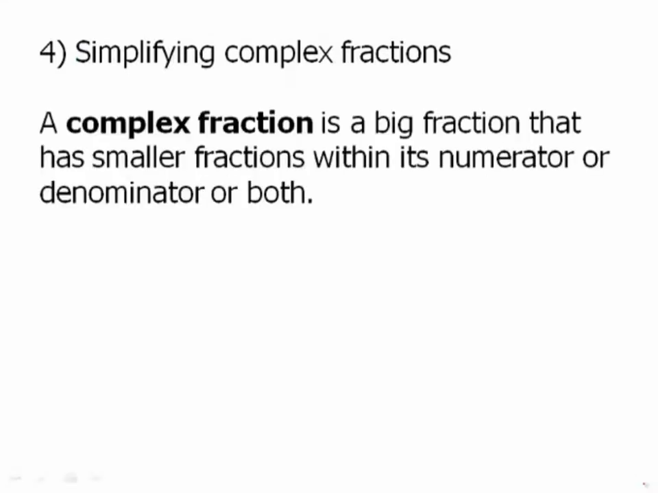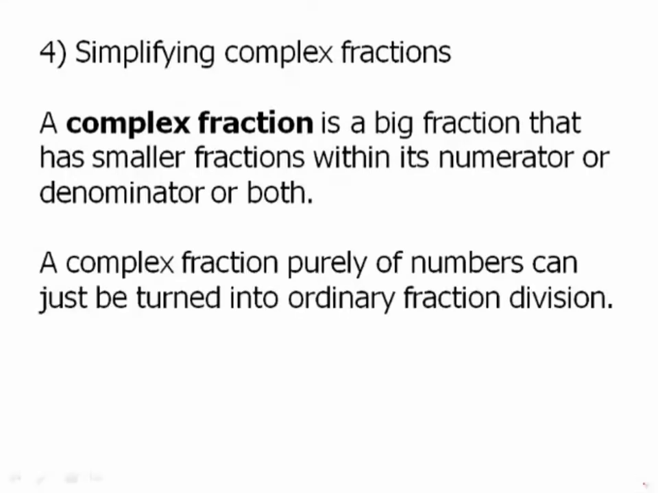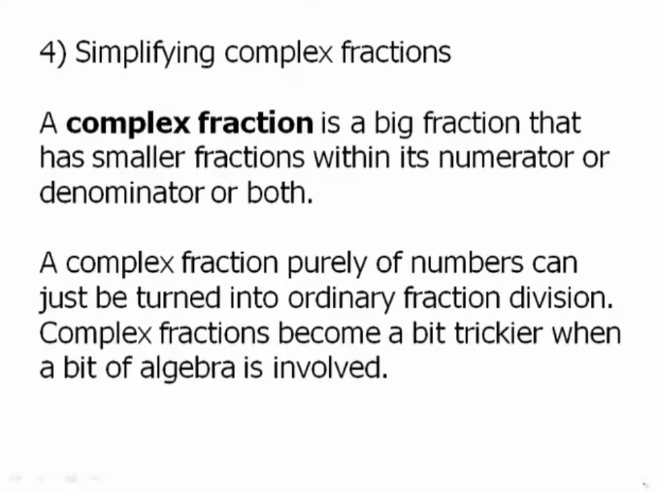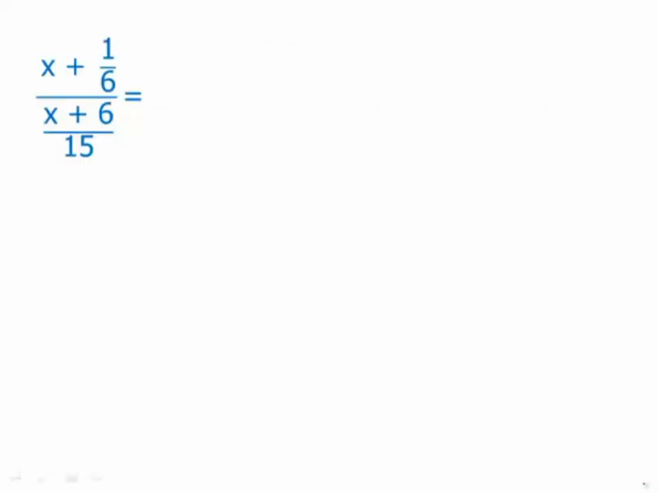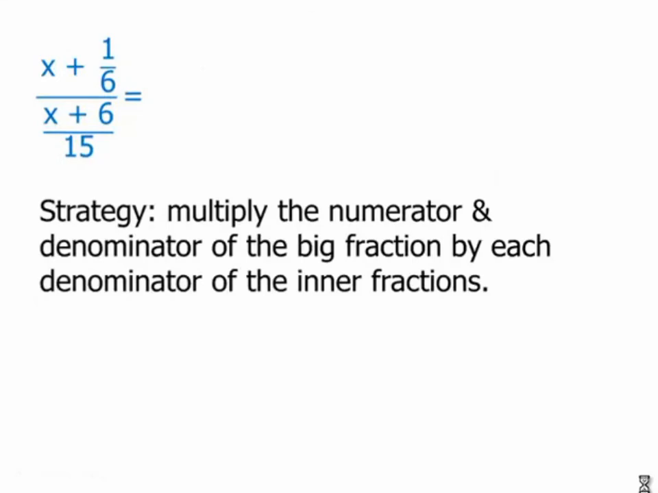Simplifying complex fractions. What's a complex fraction? A complex fraction is a big fraction that has smaller fractions either in the numerator or the denominator or both. A complex fraction purely of numbers can just be turned into ordinary fraction division. Complex fractions become a bit trickier when a bit of algebra is involved. So for example, suppose we have this ugly complex fraction. The strategy will be to multiply the numerator and the denominator of the big fraction by each denominator of the inner fractions. So I'm going to start with that 15.